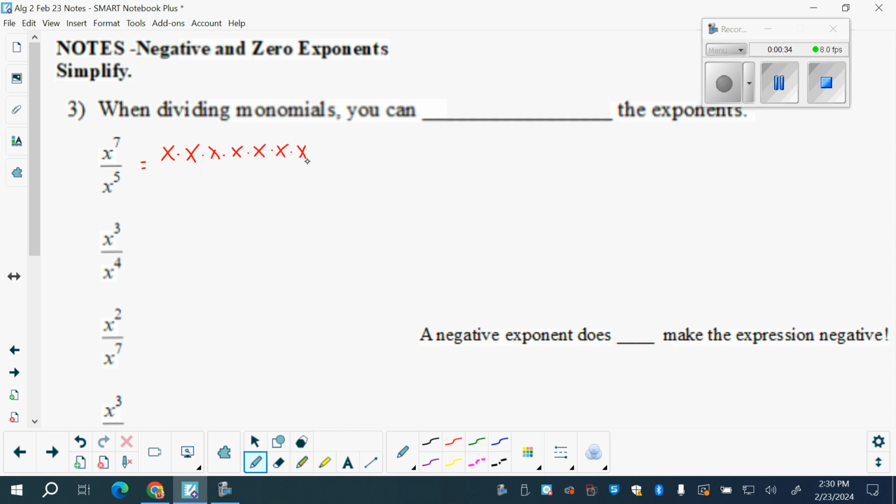So 1, 2, 3, 4, 5, 6, 7, and then 1, 2, 3, 4, 5. So these cancel. 1, 2, 3, 4, 5 pairs, and we're left with 2 of them, so it gives us x squared. So if we subtract, as both Ira and Shireen said, 7 minus 5 would give us a 2. So that's much faster, isn't it? So we can do that. We can subtract exponents when we're dividing, as long as those variables are the same.